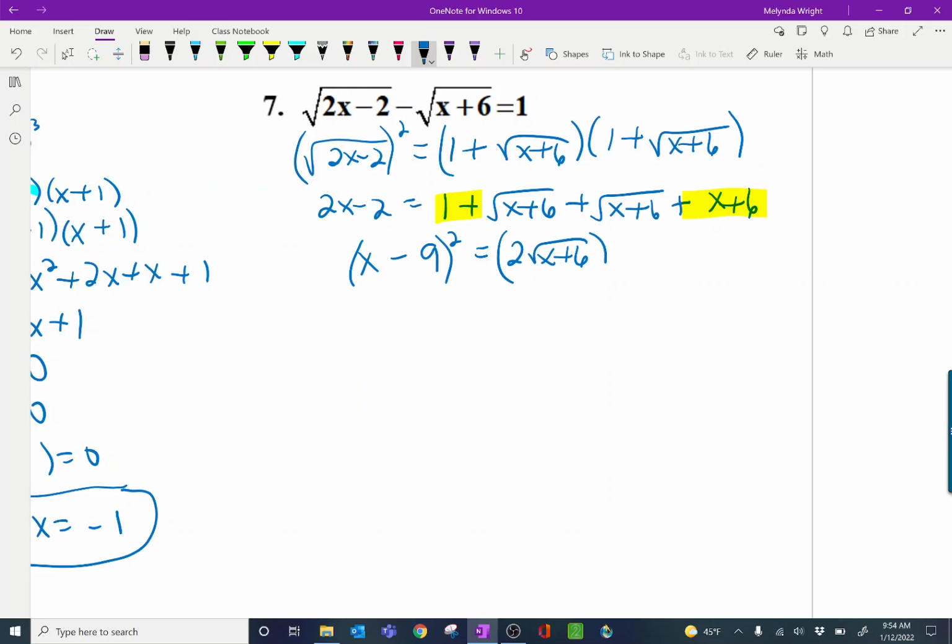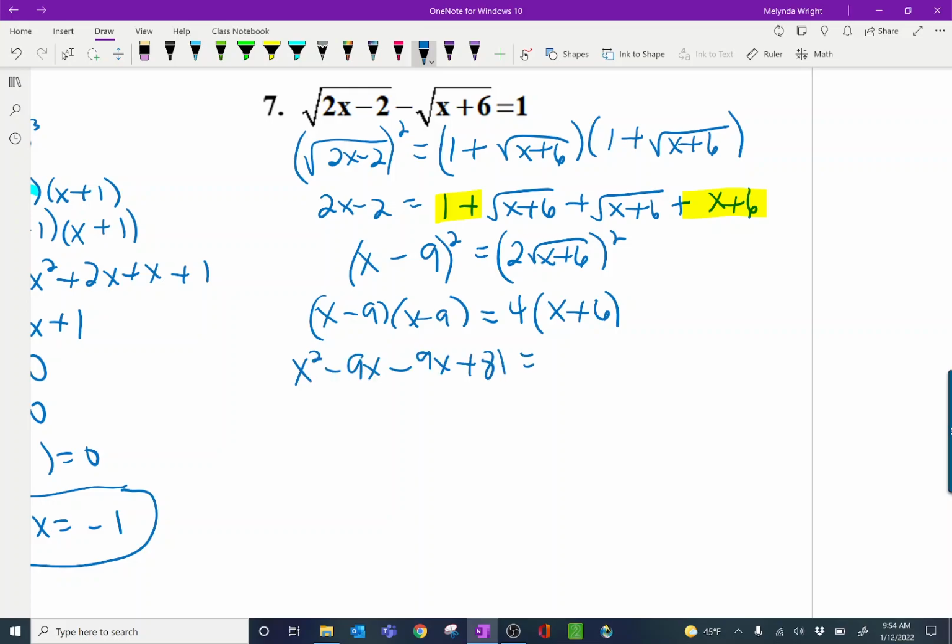So this is going to be foiling, right? So it would be x minus 9 times x minus 9 equals, we're going to have to FOIL that out. 2 squared is 4, and the square root of x plus 6 squared is just x plus 6. Yay, the radical is gone. Now we just have some algebra to do. So let's FOIL this out. So I've got x squared minus 9x plus 81 equals 4x plus 24. Okay, very good.